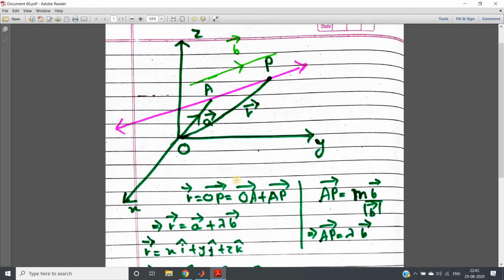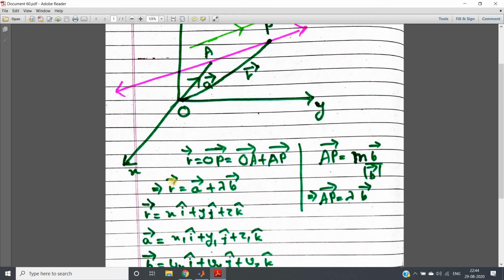Now replace that. OA vector is this small a vector, which is the position vector for the point A, and AP vector is lambda B vector. Replace that, and you will get R vector equal to A vector plus lambda B vector. This is the equation for this straight line, which is passing through a point A for which the position vector is small a vector and parallel to B vector. So this is the equation.